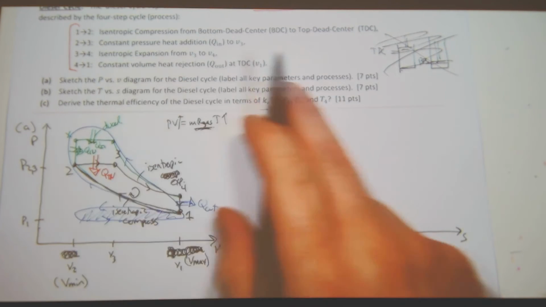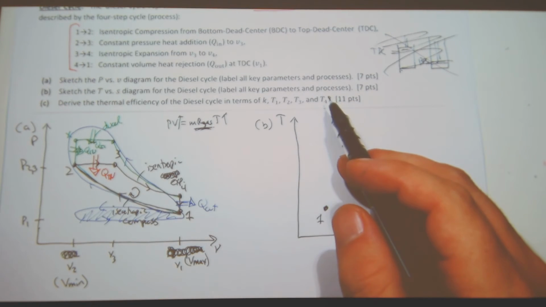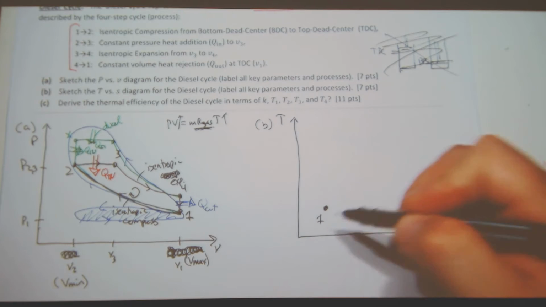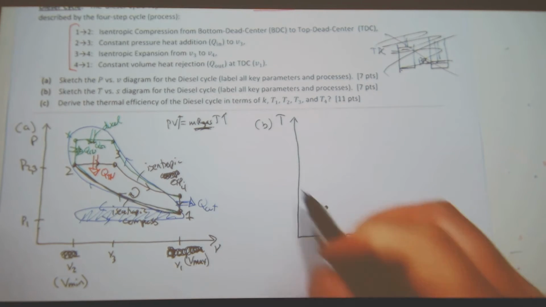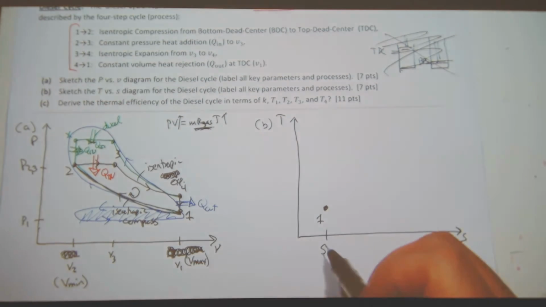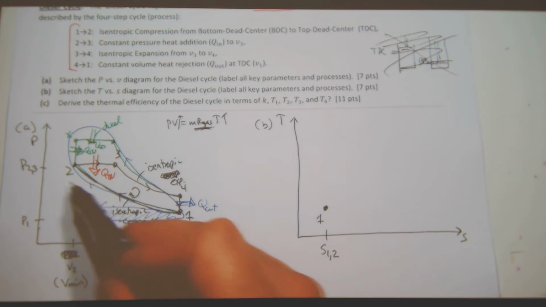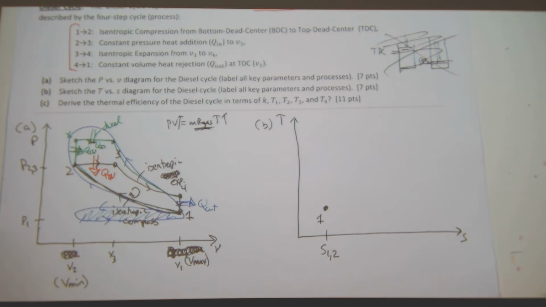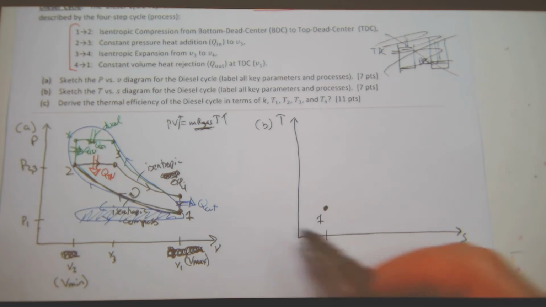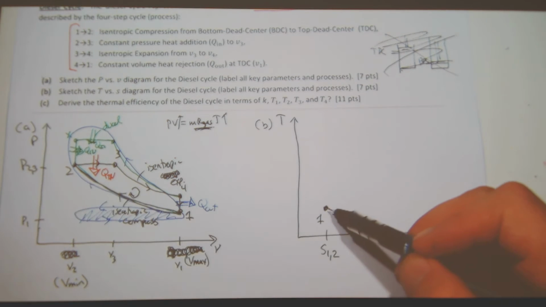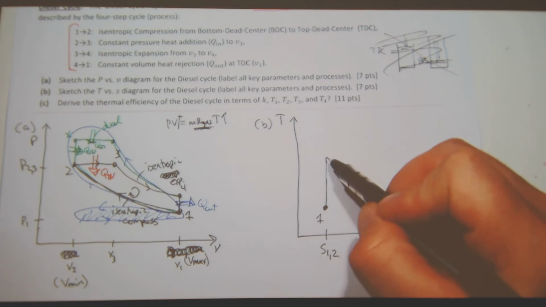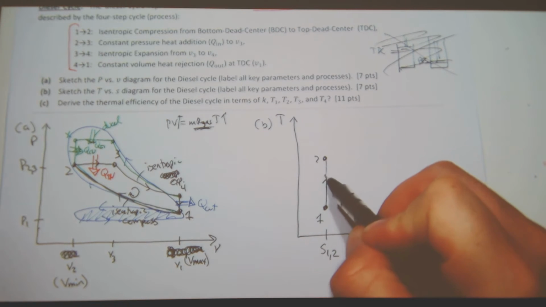So this is pretty straightforward. I either go up or down along a straight line, and I know it's isentropic, so there's no heat transfer, and there is no change in entropy. So as I compress it, I increase its temperature and pressure. So I go up to 2. And this is isentropic.